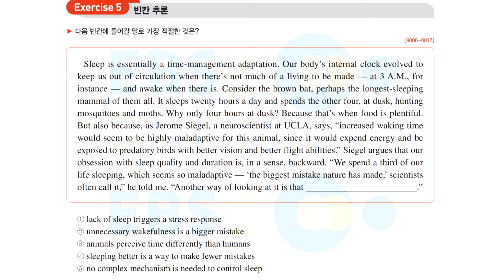We spend a third of our life sleeping, which seems so maladaptive. The biggest mistake nature has made, scientists often call it, he told me. Another way of looking at it is that unnecessary wakefulness is a bigger mistake.